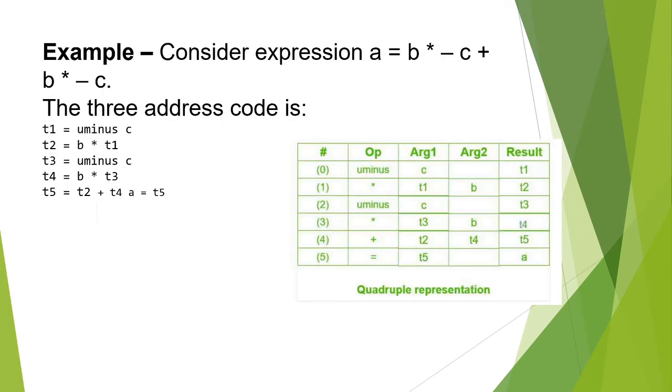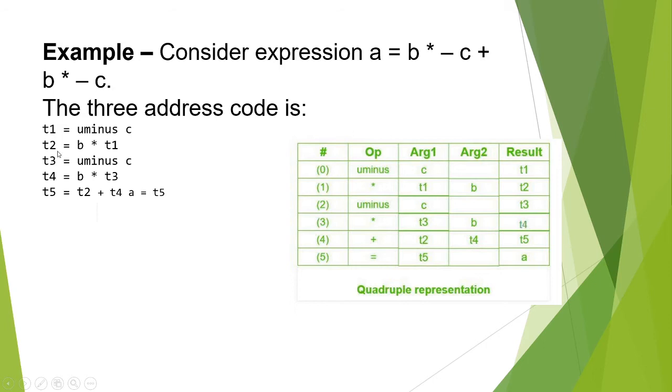Next we are going to discuss an example for this quadruple representation. Consider this 3-address code. As I have told already, this quadruple representation consists of 4 parts: OP, argument 1, argument 2 and result. First consider the first 3-address code. T1 is equal to unary minus C. Unary minus is the operator, so you have to place it in the operator part, and C is argument 1, so you place it in argument 1. There is no argument 2, so you do not write anything there, and the result is stored in T1, so in the result part you write T1.